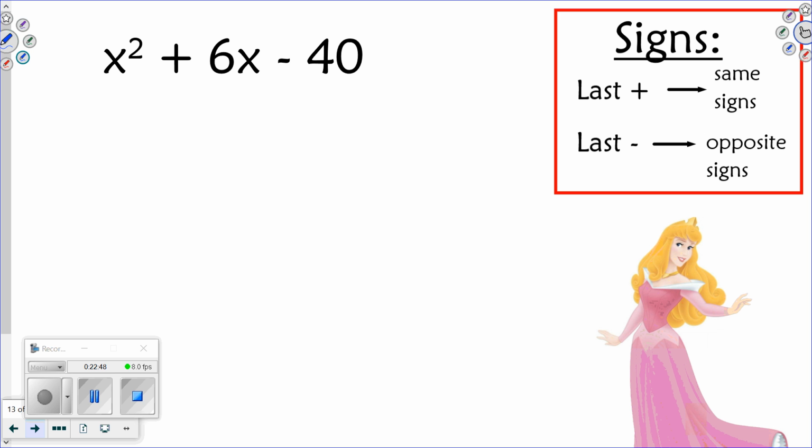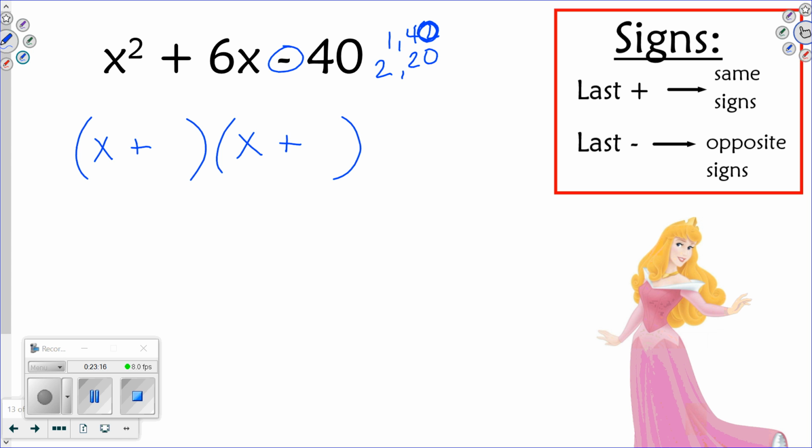All right, on your own. All right, guys. Should this have been an easier one or a harder one? This is an easier one because there's no A term here, right? So when I go to set this up, last one's negative, which means my signs are opposites. One's plus, one's minus. Options here is just going to be x and x. Now here we're going to have 1 and 40, 2 and 20, 4 and 10, or 5 and 8.